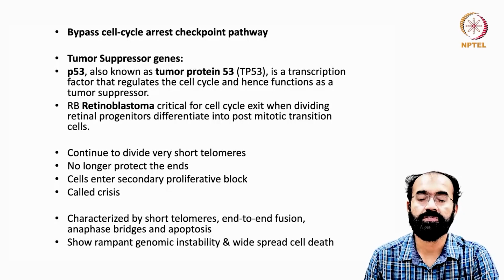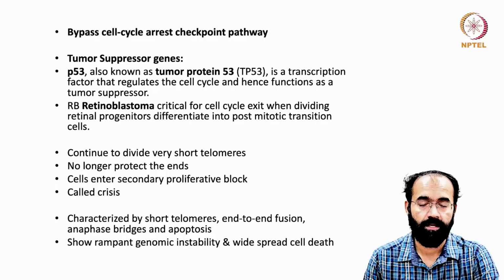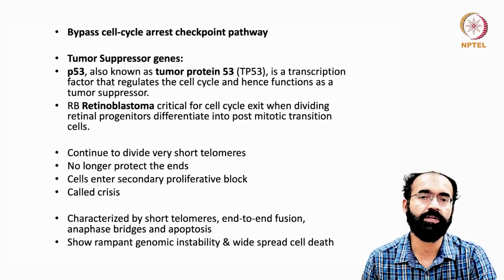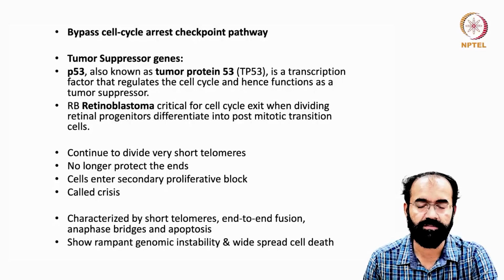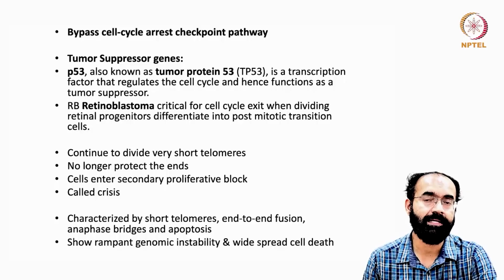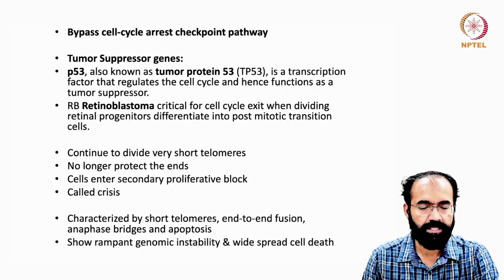into post-mitotic cells, that is, the post-mitotic transition. But the RB protein can be seen in other cells also. Here we are saying it as an example. So both are important for maintaining a constant pace of cell division.